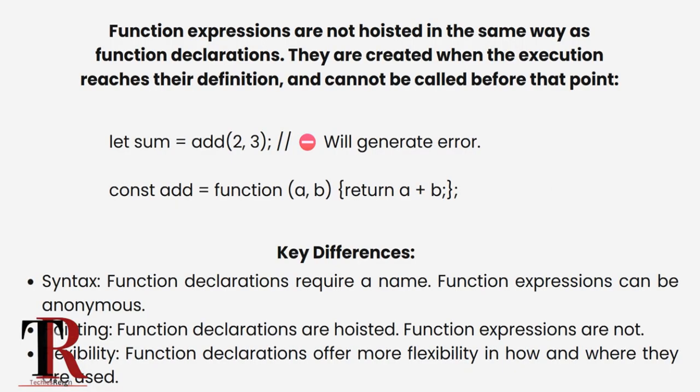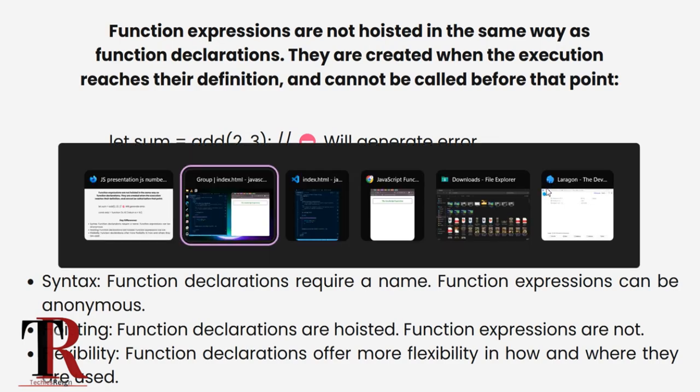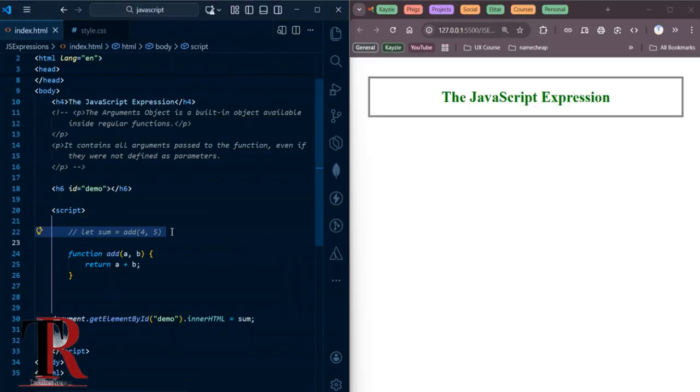Function expressions are not hoisted in the same way as function declarations. They are created when the execution reaches their definition and cannot be called before that point. So what this is basically saying is what we did with this function declaration now.